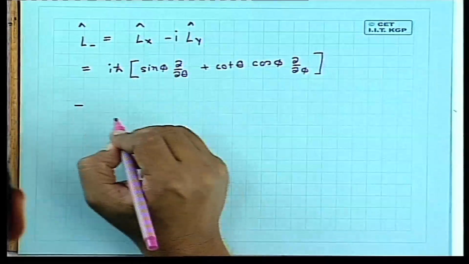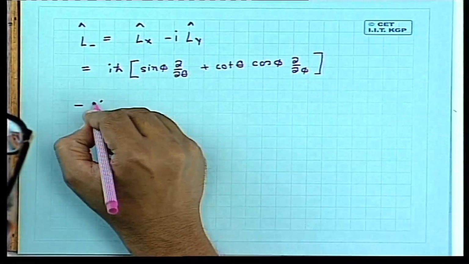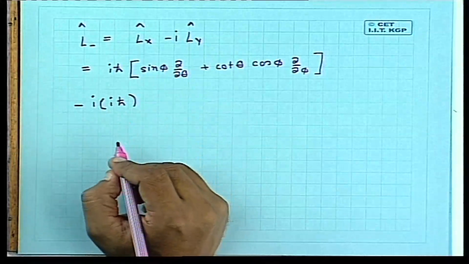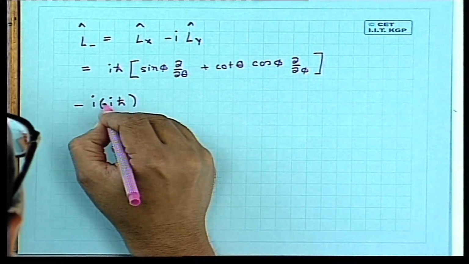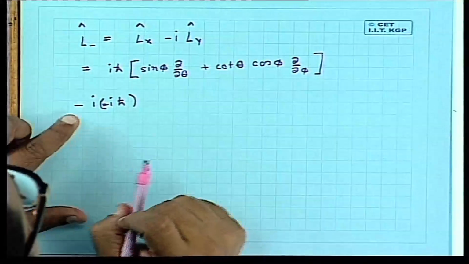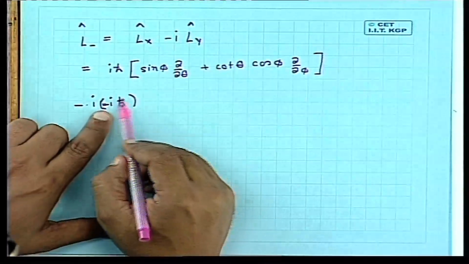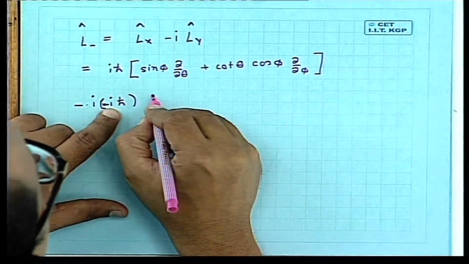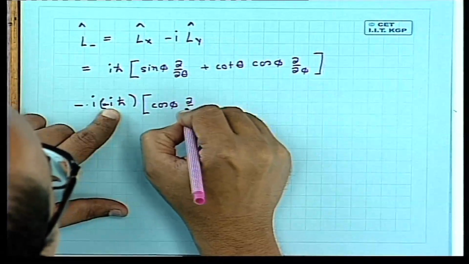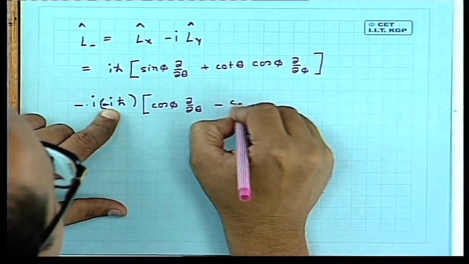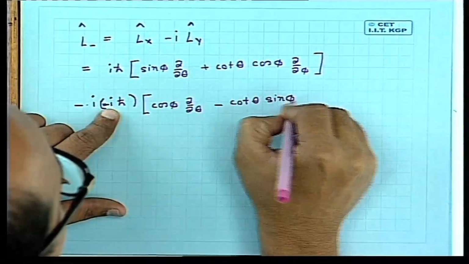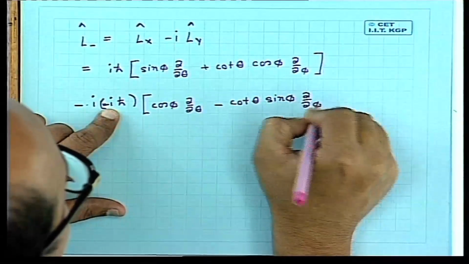Then I have minus, and I have minus i into i h cross, minus i into minus i h cross here. So minus i comes from here, minus i h cross comes from the definition of Ly, and then I have cos phi del/del theta minus cot theta sin phi del/del phi.